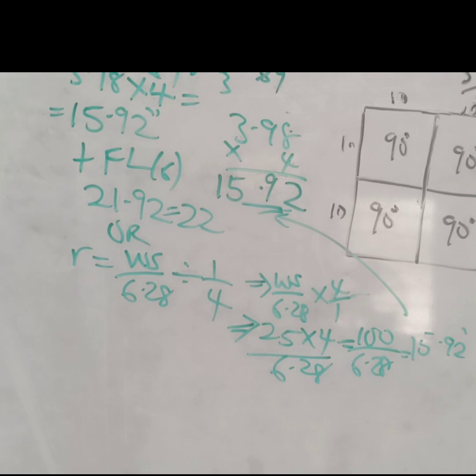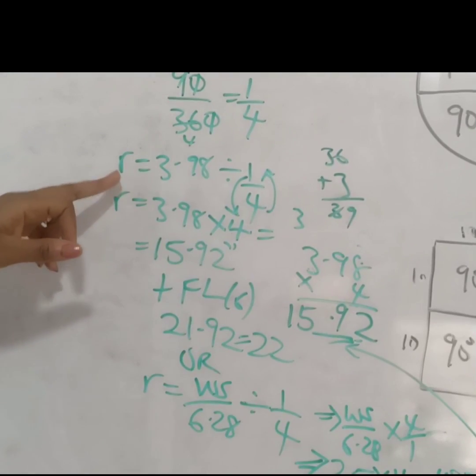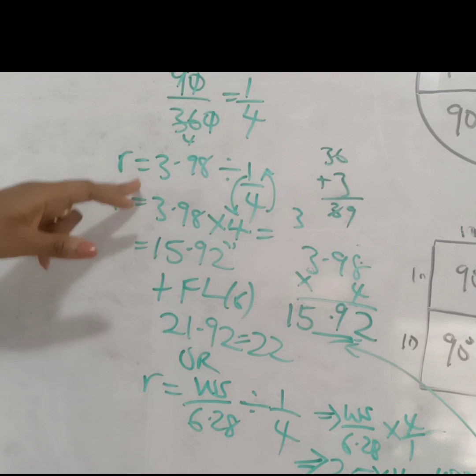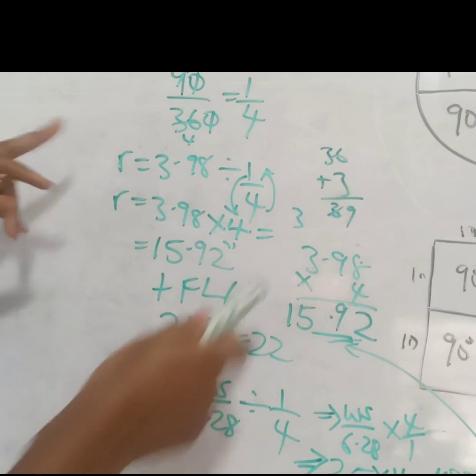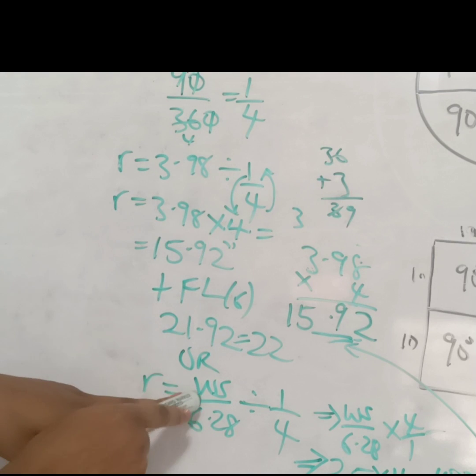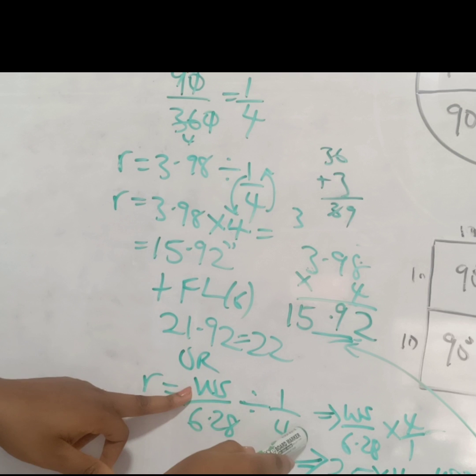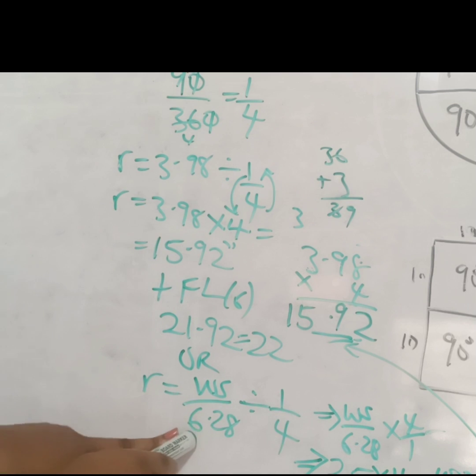So whichever one you want to use, you can get the radius of the waist first. After getting the radius of the waist, then you multiply by 4, or you multiply your waist circumference by 4 first before dividing by 6.28. So those are the two ways that you can calculate it.